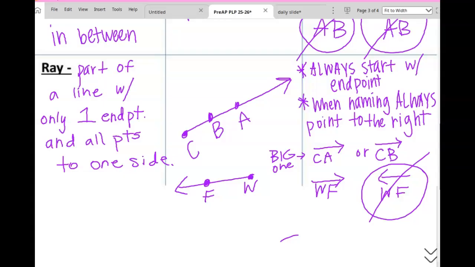Okay, let's glue this on page, I believe, 34. Third one. That's 33. Where'd it go?